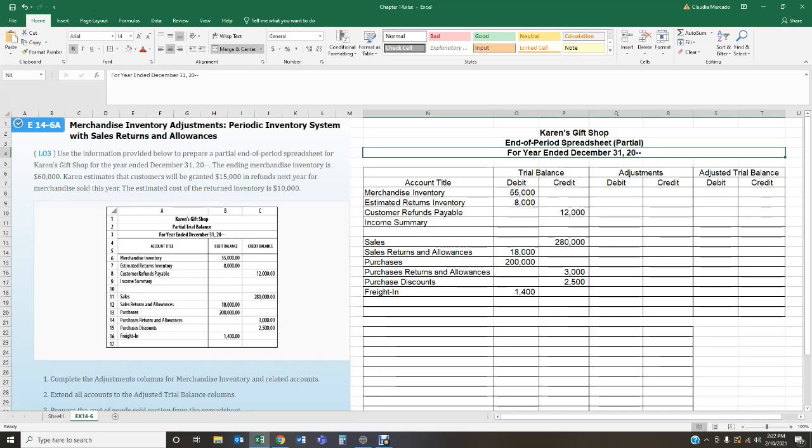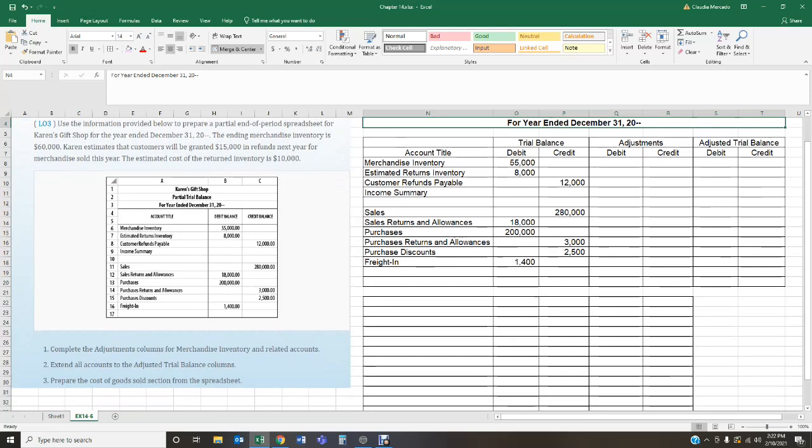It says merchandise inventory adjustments using a periodic inventory system with sales returns and allowances. Use the information provided below to prepare a partial end-of-period spreadsheet for Karen's gift shop for the year ended December 31st. The ending merchandise inventory is $60,000. Karen estimates that customers will be granted $15,000 in refunds next year for merchandise sold this year. The estimated cost of the returned inventory is $10,000. Then they give us a partial trial balance, which is what I copied over here.